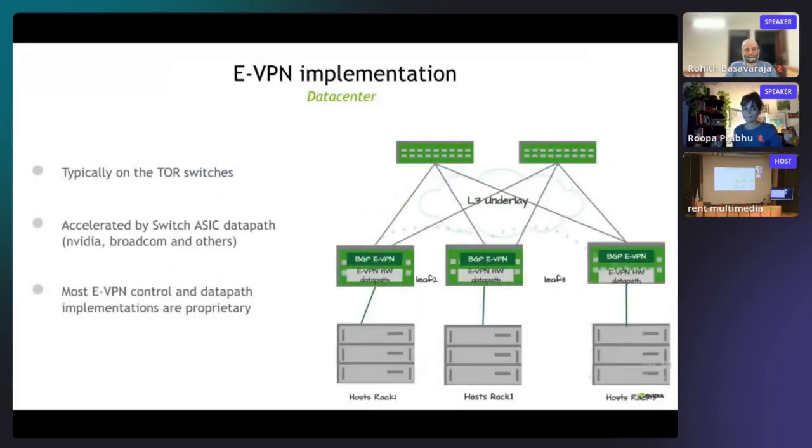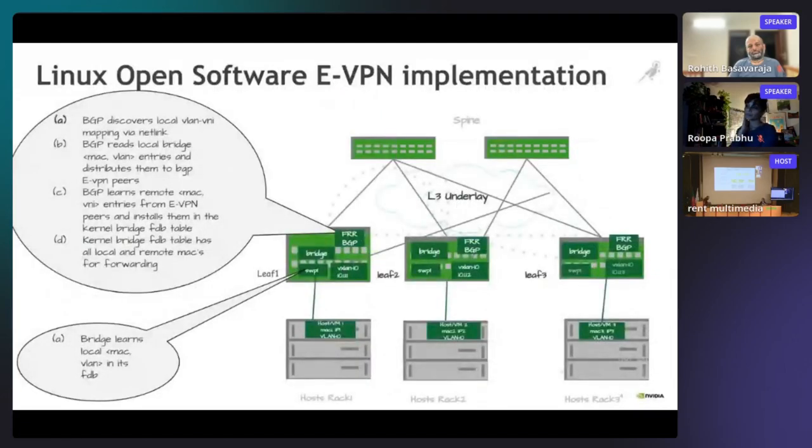And this is another view of EVPN implementations. On your right, you're seeing a data center leaf spine network, and EVPN, the BGP-based protocol, runs on the TOR switches or the leaf switches. It is accelerated in most cases by a switch ASIC, like from NVIDIA or Broadcom and others. Most EVPN control and data path implementations are proprietary. And when we talk about this at NetDev, we are only talking about the Linux open software EVPN implementation.